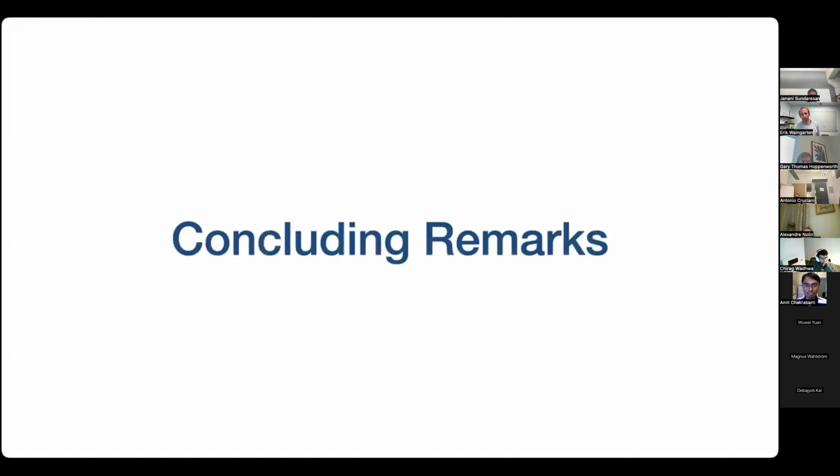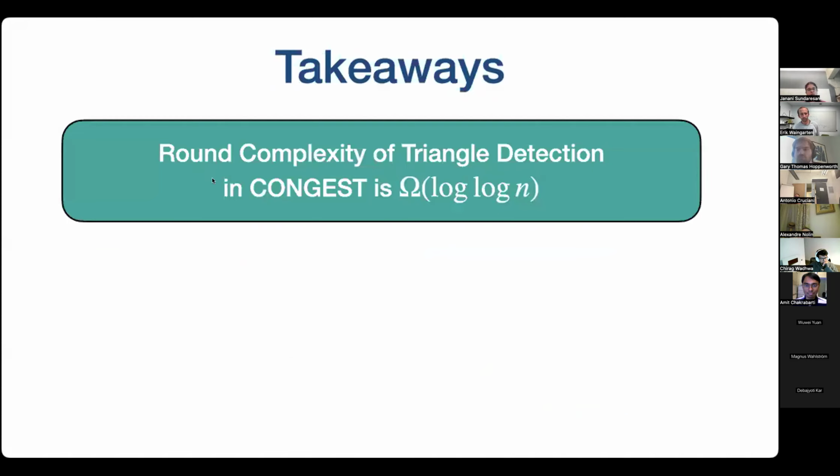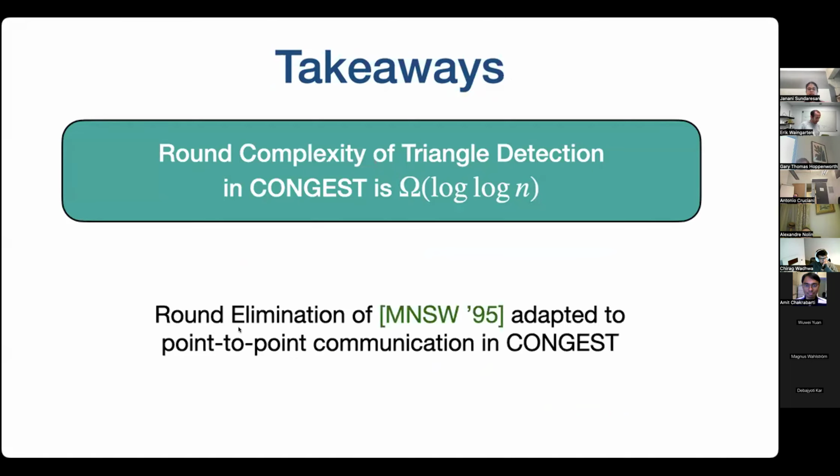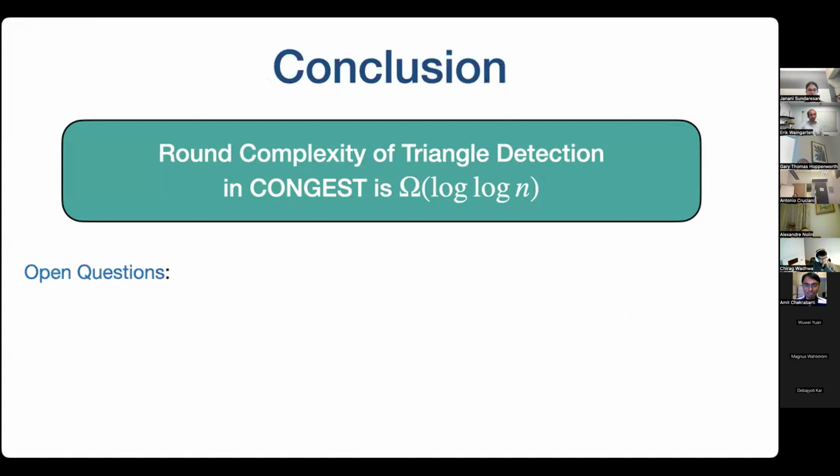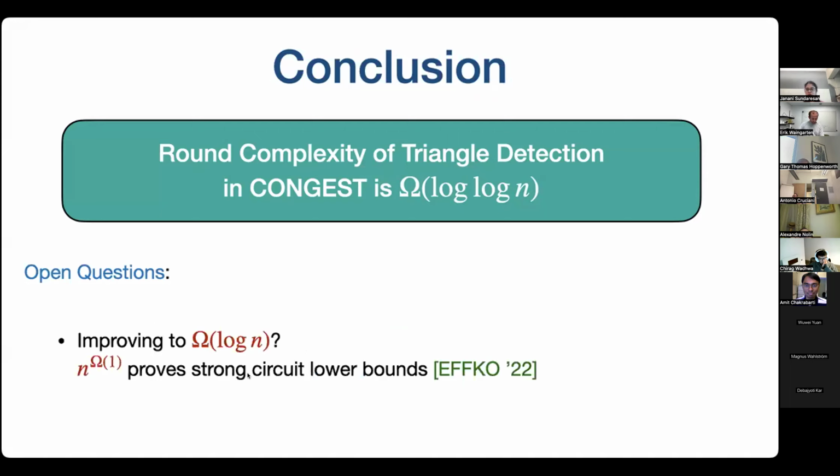Now, just to finish the talk, the main result was we proved that round complexity of this triangle detection problem in this CONGEST model is omega of log n rounds. And the main technique was this round elimination framework of Miltersen et al. And we adapted it to the CONGEST model with all these point-to-point communication aspects. There are some open questions left. The main question is, can you improve this lower bound to something stronger? And we think that log n should be the right thing that you can achieve realistically.